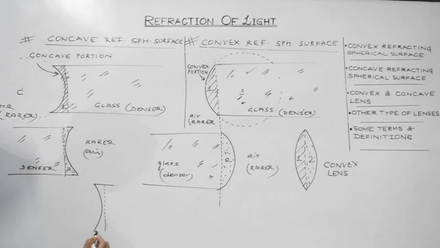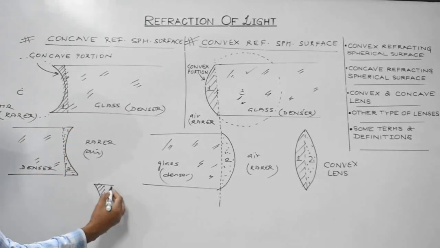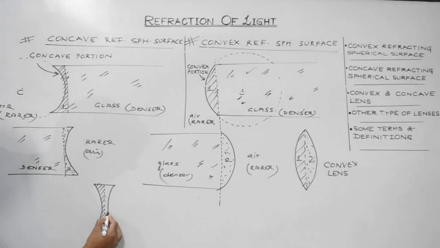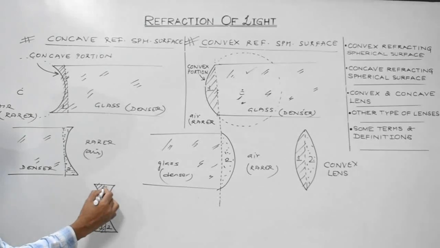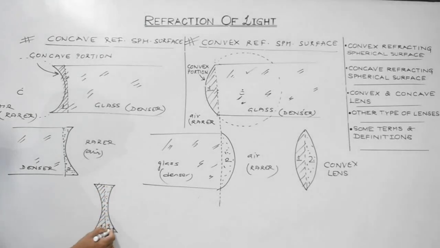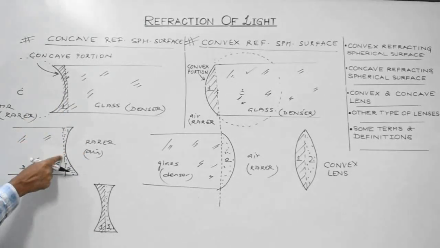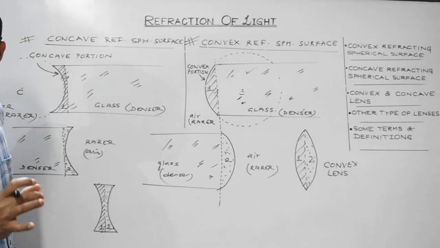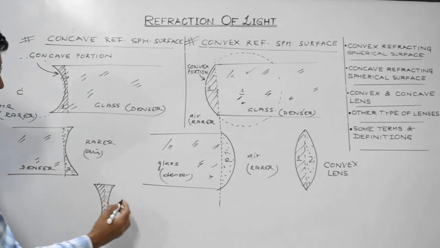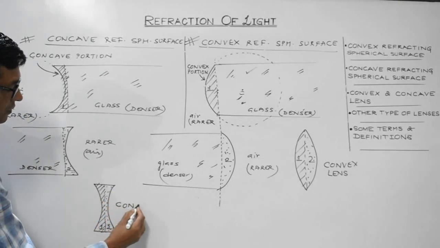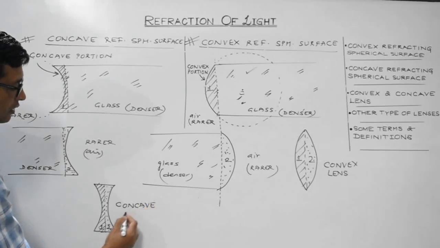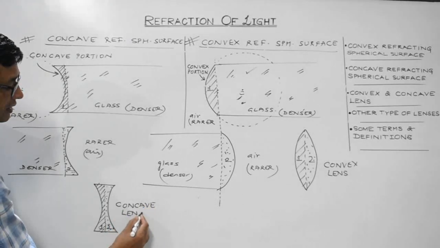This is for the first portion. And the second one, if you join it, this will be the second portion of the refracting medium. So, students, this combination is made up of two concave refracting spherical surfaces. So, this is known as a concave lens. And concave lens is also known as a diverging lens.